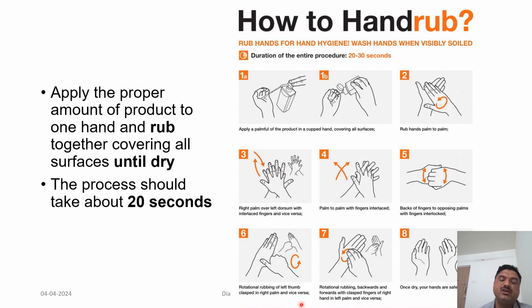Then rotational rubbing of the left thumb, clasped in the right palm, should be done to clean the thumb area. Finally, rotational rubbing, backward and forward, of the clasped fingers of one hand onto the other palm should be done to finally clean the fingertips, so that one can say that the hands are completely clean.